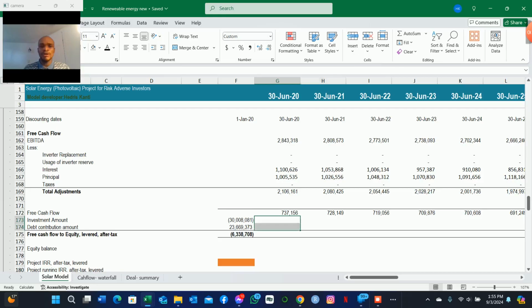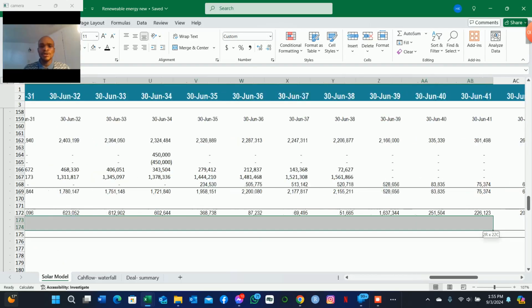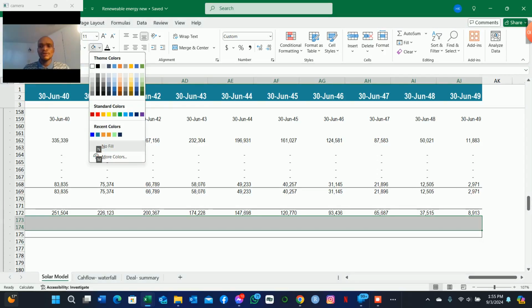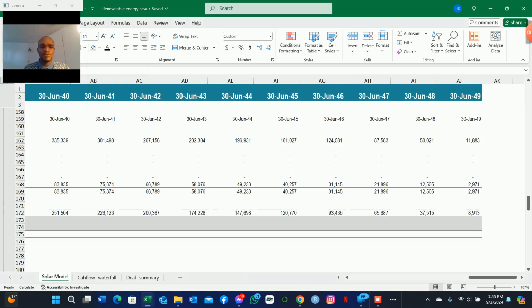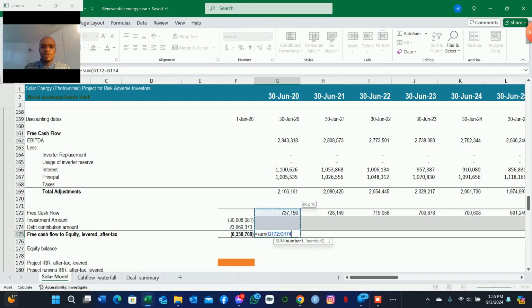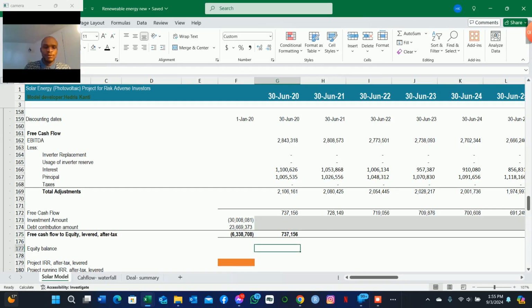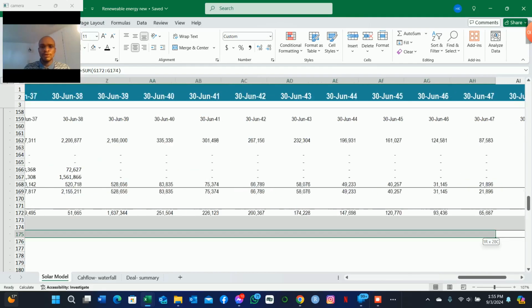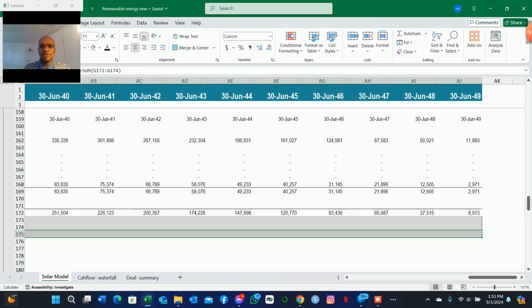Going forward, we know that we have nothing here in between this time period, so we will just gray that cell out with Alt H H. And then going forward, there was a cash inflow, which was the free cash flow which we calculated. We can take all of these and fill it right to the end of the project.